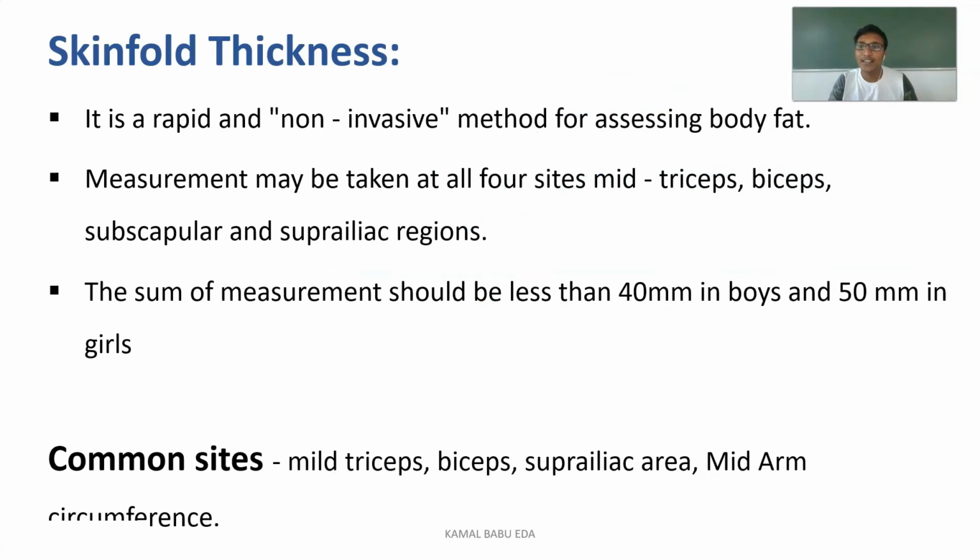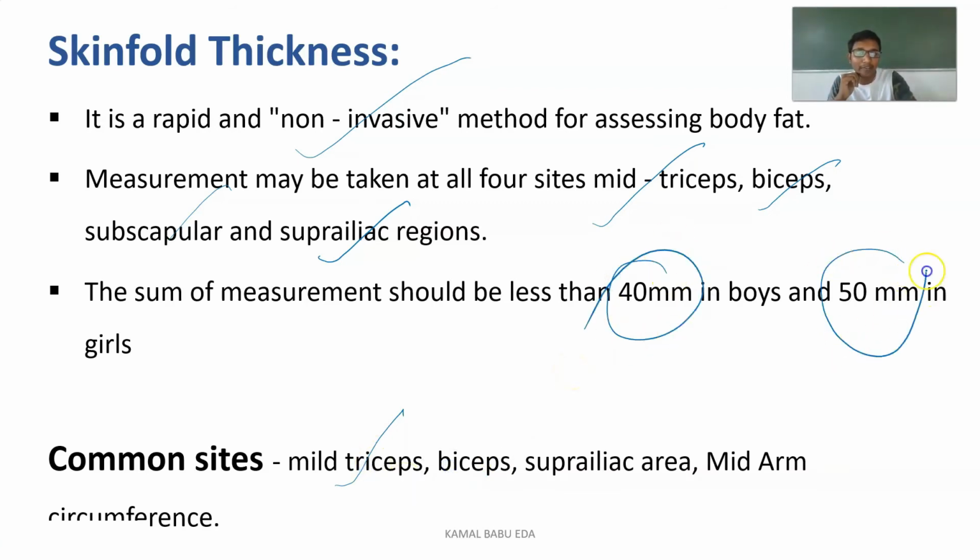Nextly we'll discuss regarding the skin fold thickness. It is a rapid and non-invasive method mainly to assess the body fat. Measurement is taken mainly from 4 sites: the mid triceps, the biceps, the subscapular and suprailiac regions. Based on that, they are giving the obesity rate. The sum of measurement should be less than 40 millimeters in boys and 50 millimeters in girls. The common sites for measuring the skin fold thickness are the mid triceps, the biceps, the suprailiac region and mid arm circumference.